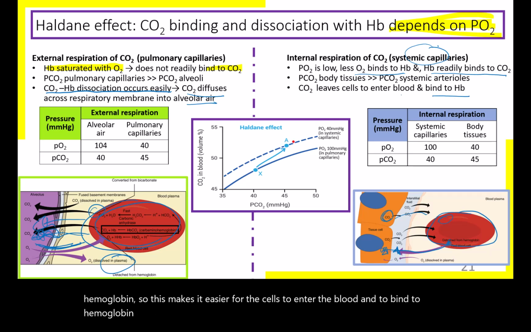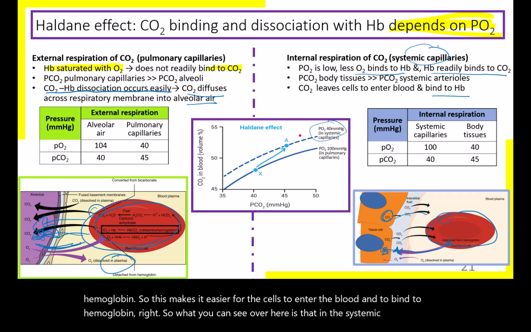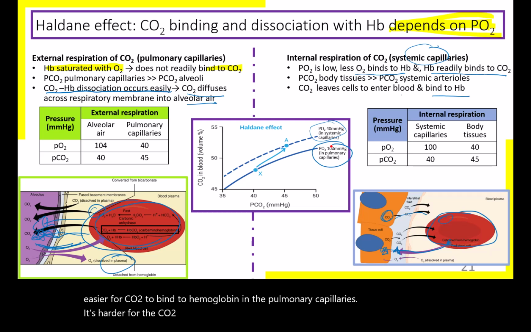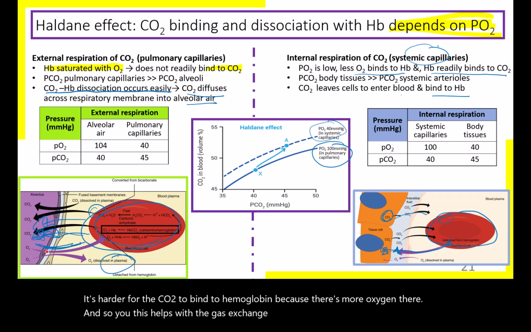So what you can see over here is that in the systemic capillaries, it's easier for CO2 to bind to hemoglobin. In the pulmonary capillaries, it's harder for the CO2 to bind to hemoglobin because there's more oxygen there. And so this helps with the gas exchange at both ends of the continuum.